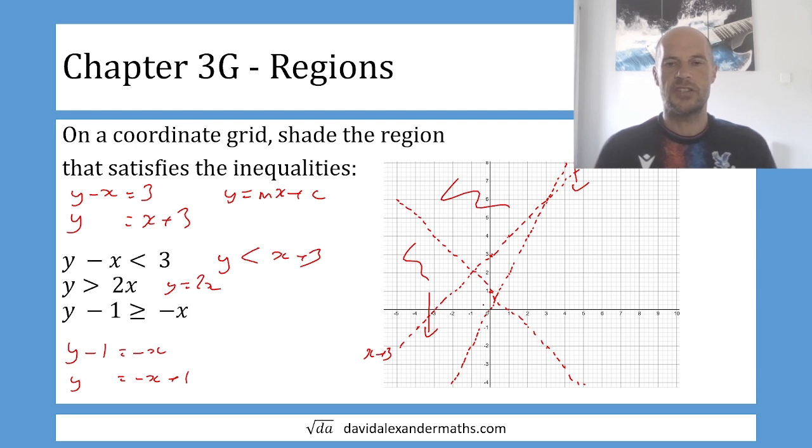y is greater than 2x. Okay, so this is the line where y is 2x. It's got to be greater than that, so it's above this line. Which means it can't be this area here, or this area here, or this area over here, of course.